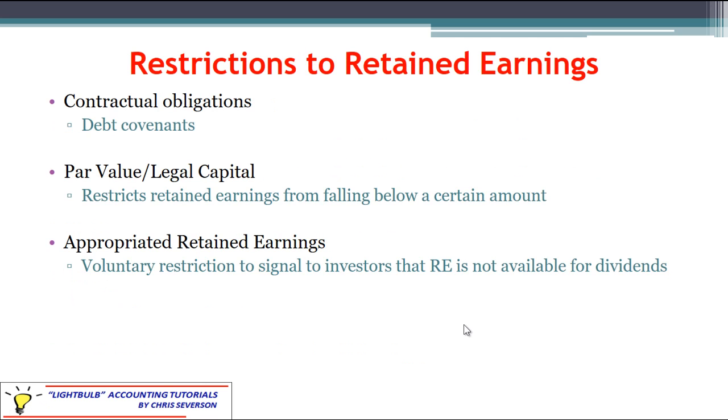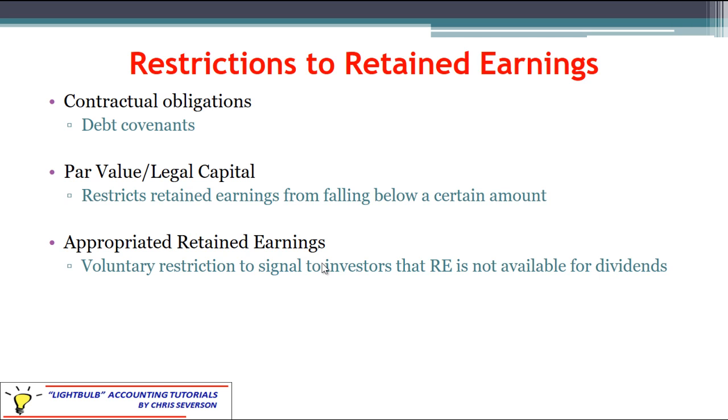Now, a company could have various restrictions to retained earnings. As we said earlier in the first slide, when an investor looks at retained earnings, they see that amount as the potential dividend payments in the future. So if the board of directors wants to make sure that the investors realize they're not going to be paid those dividends, they may have appropriated retained earnings. This is a voluntary restriction to signal to investors that this retained earnings amount is not available for dividends. Instead, it's going to be used to purchase a new building down the road or whatever.